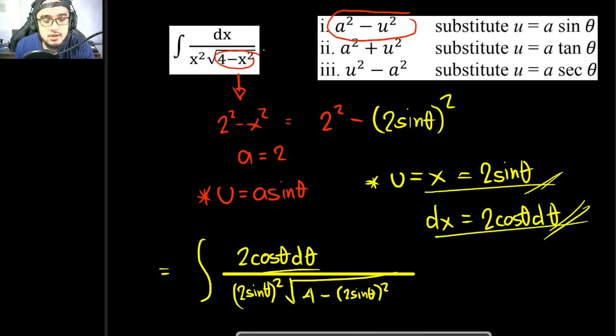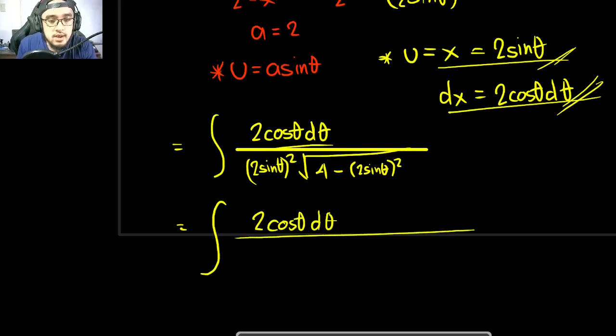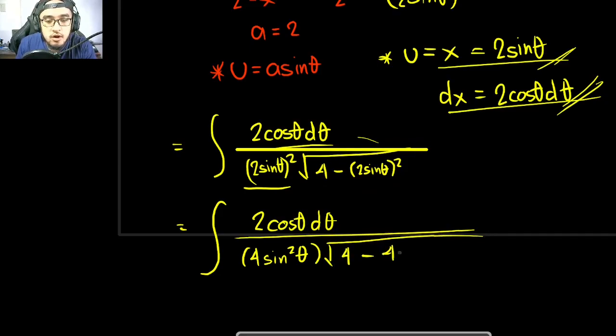Okay, so simplifying this one right here, this can now be written as the integral of 2 cosine theta d theta divided by, so what is (2 sine theta) squared? This is to be 4 times sine squared theta. So this is to be this part right here. And as for this one inside the radical symbol, this is to be the square root of 4 minus 4 sine squared theta.